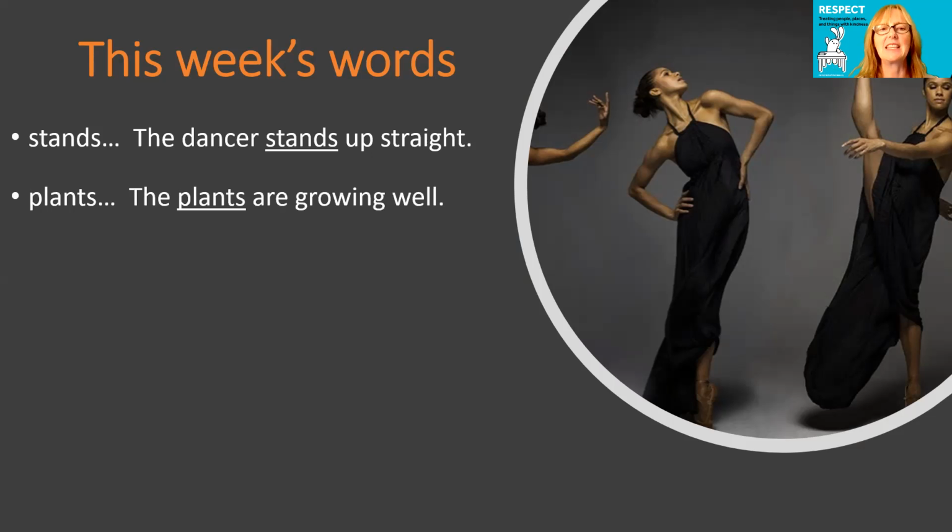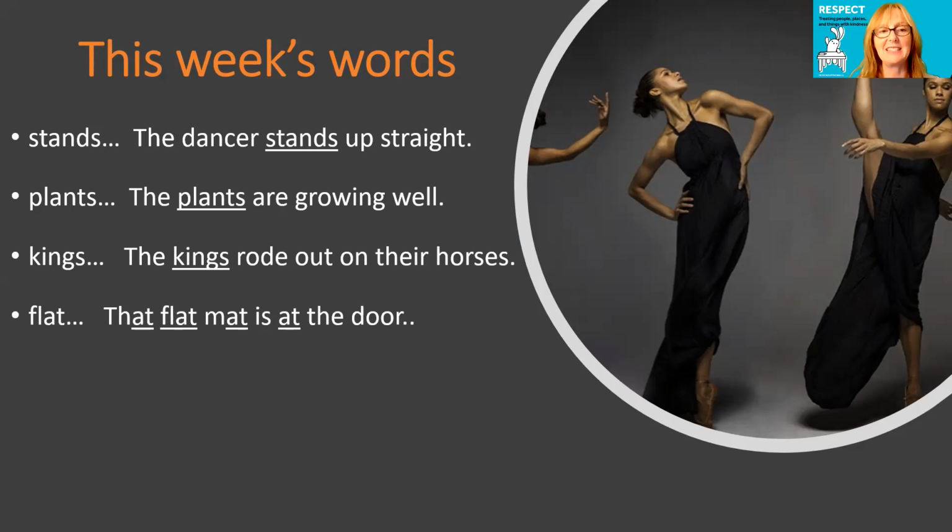Okay, plants. The plants are growing well. Plants has more of a hard S sound at the end. And the kings rode out on their horses. Kings has the Z sound at the end, but of course we're still going to spell it with an S.